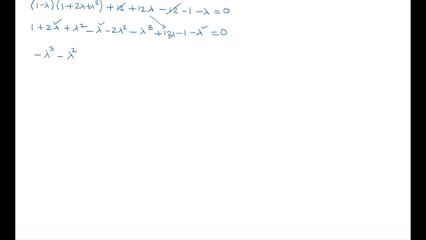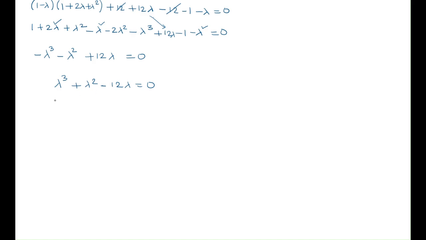They all cancel, and we are only left with plus 12 lambda. So plus 12 lambda equal to 0. And we don't have any constant because this 1 and this minus 1 cancel. Now if I multiply by minus, I have a cubic equation: lambda cube plus lambda square minus 12 lambda equal to 0.